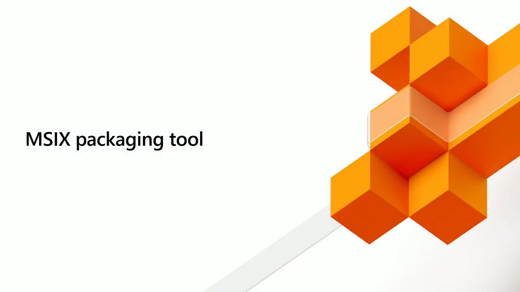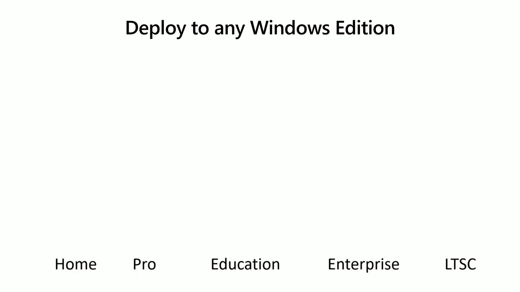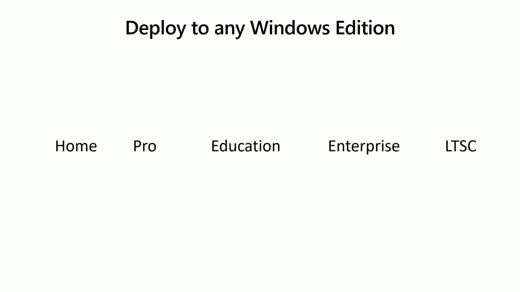Thanks a lot, Charlotte. So you've seen how pretty simple it is to take your existing installer, run it through the packaging tool, and get an MSIX package. Once you do have an MSIX package, some of the questions we've been getting are around, can I actually install my MSIX package on any Windows edition? And the answer is yes. There isn't any particular license you require to use MSIX packages. You can deploy them on Windows 10 Home all the way to Enterprise.